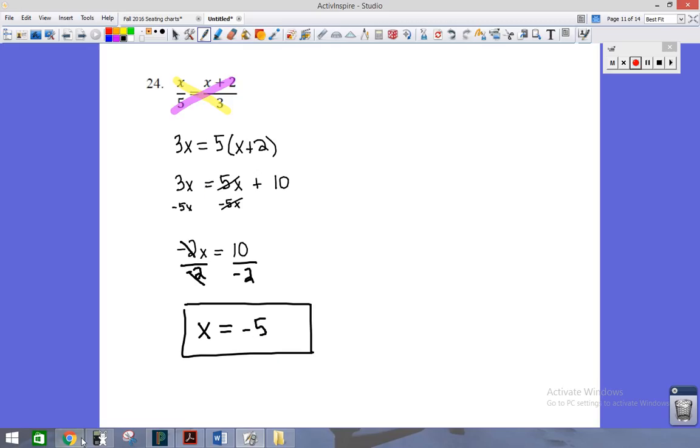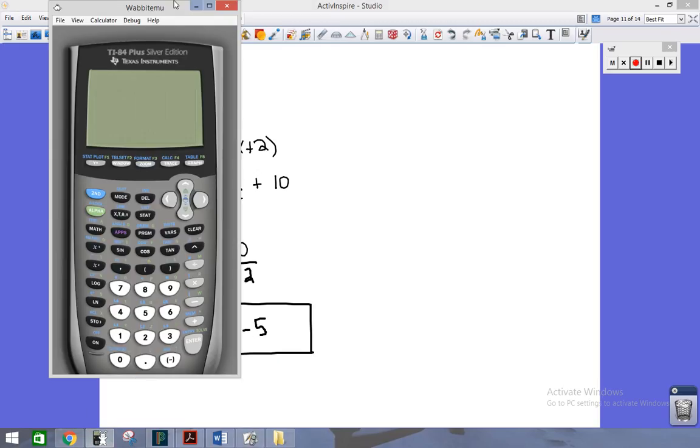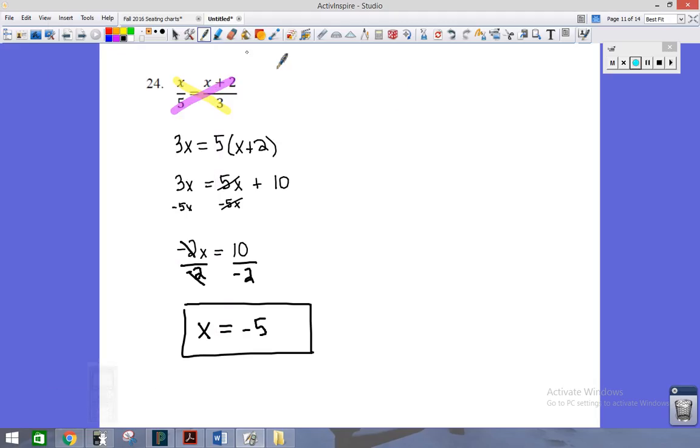Now I can check that answer. I don't even need a calculator to check the left-hand side. Let's check and see if this is the solution to this equation. On the left-hand side, x divided by 5, well, now I'm claiming that x is negative 5. On the left-hand side, I have negative 5 divided by positive 5. And the question is, when I do this fraction on the right-hand side, it says x plus 2.